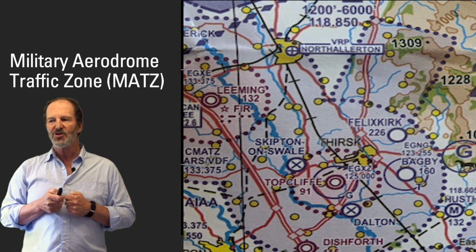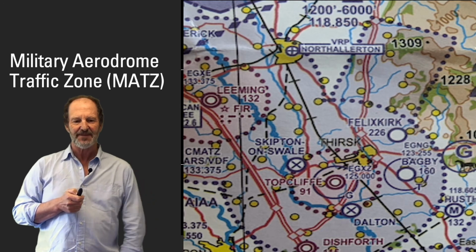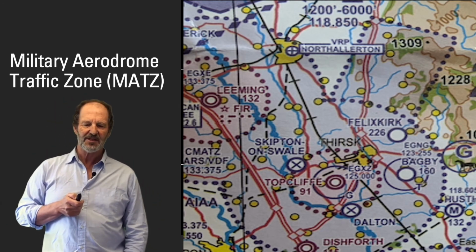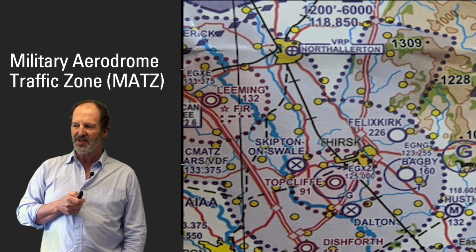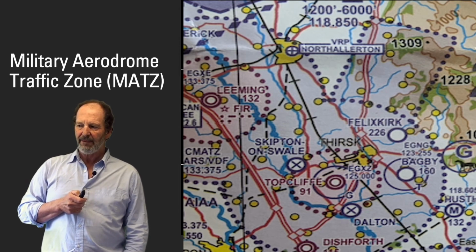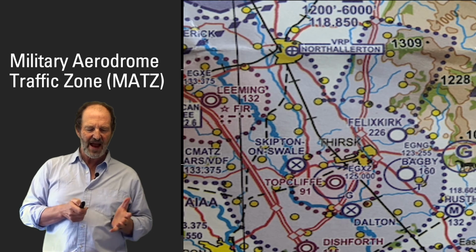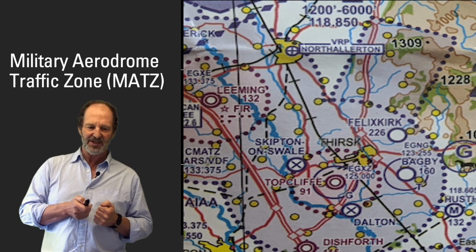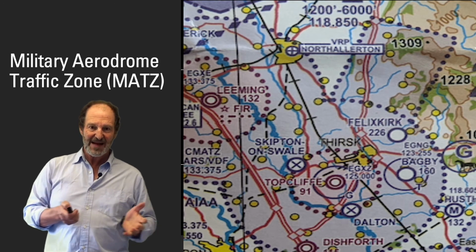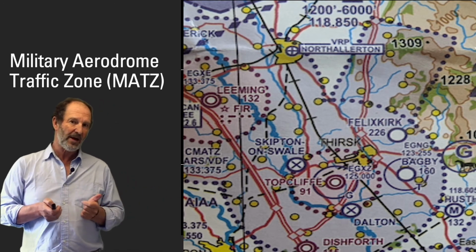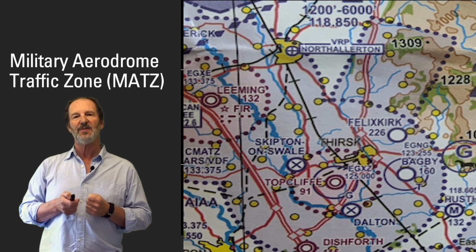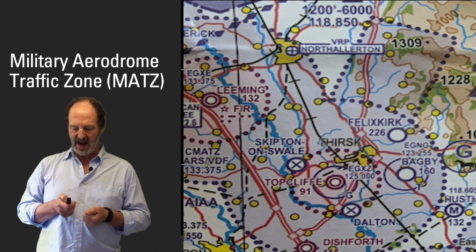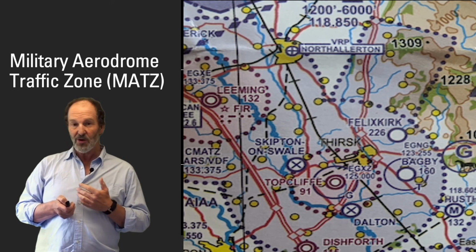Military Aerodrome Traffic Zones, or MATZs. Okay, there's quite a lot of these dotted around as well, in some areas of the country more than others. A MATZ is kind of a shell of airspace around the military aerodrome, and the aerodrome itself is forbidden to us. But the MATZ itself, which is larger, is basically just a warning saying this is where there's going to be intense military activity and fast-moving aircraft very often. It's not forbidden to us.